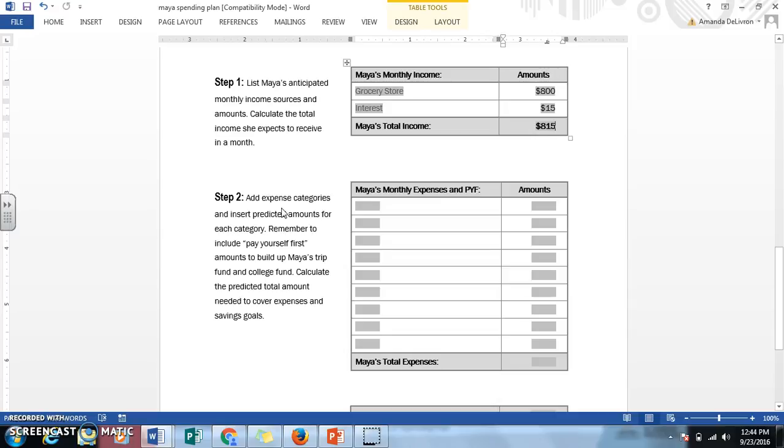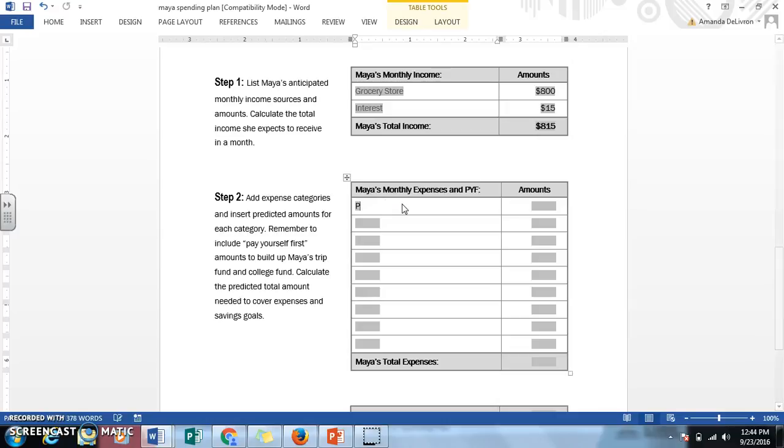Step 2 is to add the expense categories and insert how much we predict that she's going to have to spend in each category. Remember that we have to also include that pay yourself first amount so that we can build up Maya's trip fund and her college fund. And then once we identify all of the expenses, we're going to calculate the amount that she needs to cover the expenses and her savings goal.